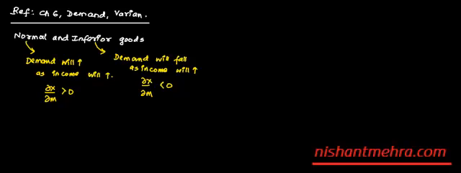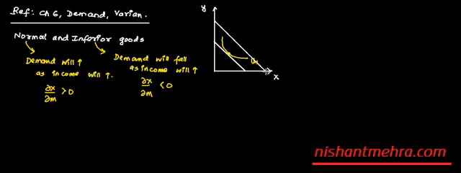And how do you show this on a graph? Supposedly if this is the initial budget line and this is the initial utility, as income will increase, what do we know? That budget line will shift outwards parallelly, and if it does, then the amount of X which you are consuming is also increasing.